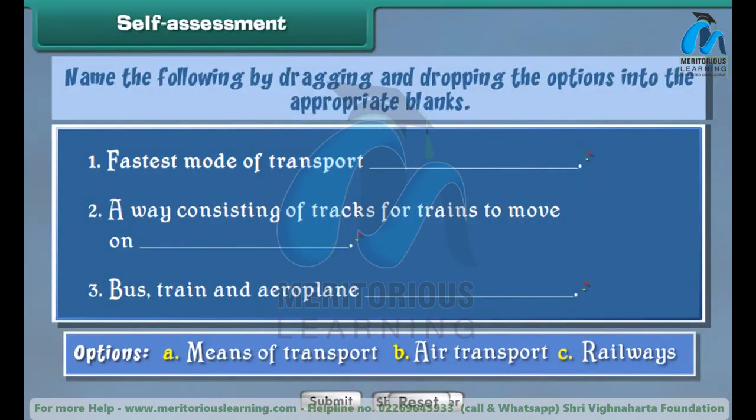Name the following by dragging and dropping the options into the appropriate blanks.